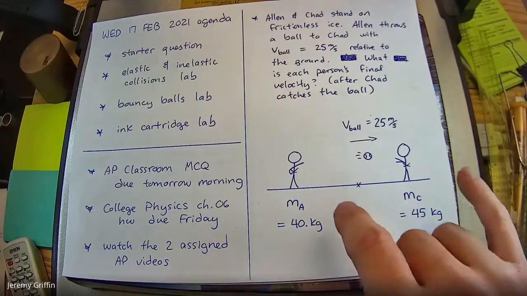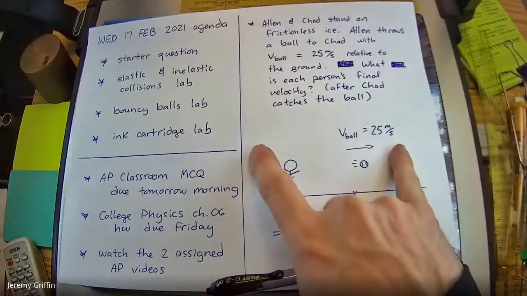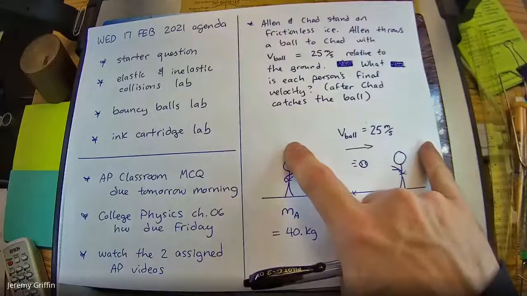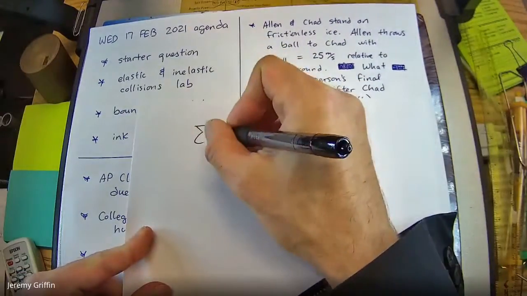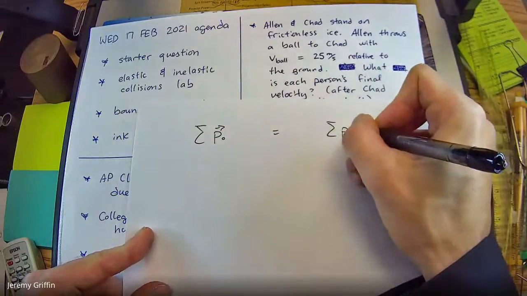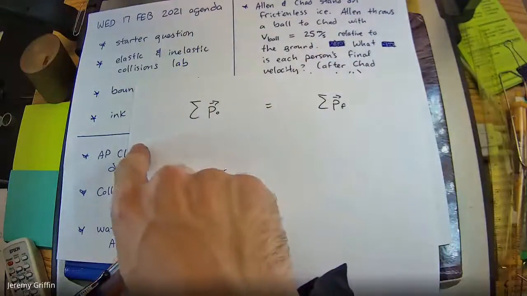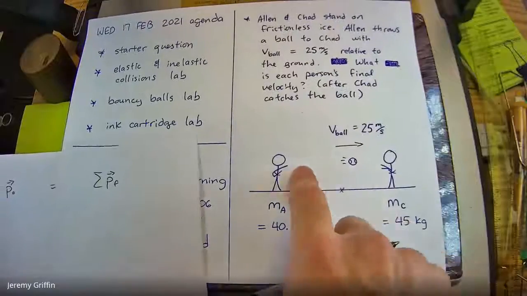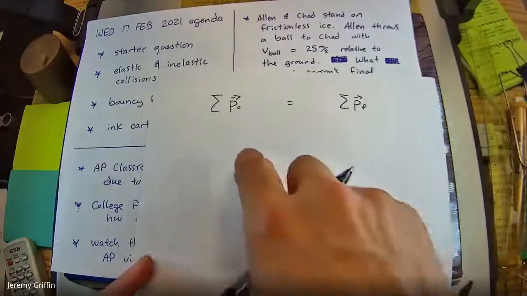You want to really treat this as two separate problems. Alan throwing the ball is one problem by itself, and then Chad catching the ball is a completely separate problem. Now the general idea is sum of momentum initial equals sum of momentum final, something like that. And of course, this is all in one dimension. We're making some simplifying assumptions, like this is basically horizontal. The ball just moves horizontally. We just care about the horizontal components.